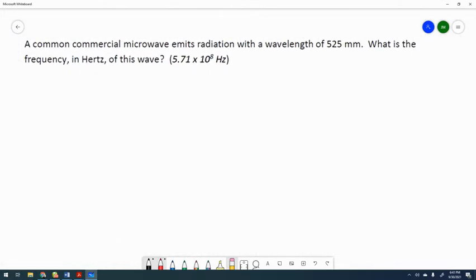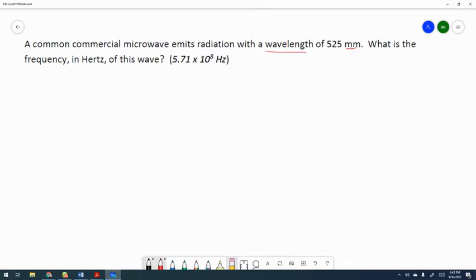Okay. A commercial microwave emits radiation with a wavelength of 525 millimeters. Right, wavelength of 525 millimeters. What is the frequency in hertz of this wave? By the way, on the practice problems, those that are in parentheses, that's the answer to the problem. I want to give you the answer. I want you to know if you did it correctly or not.